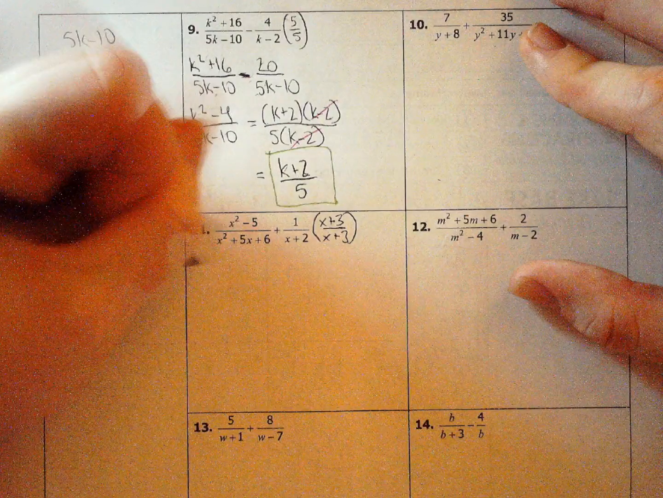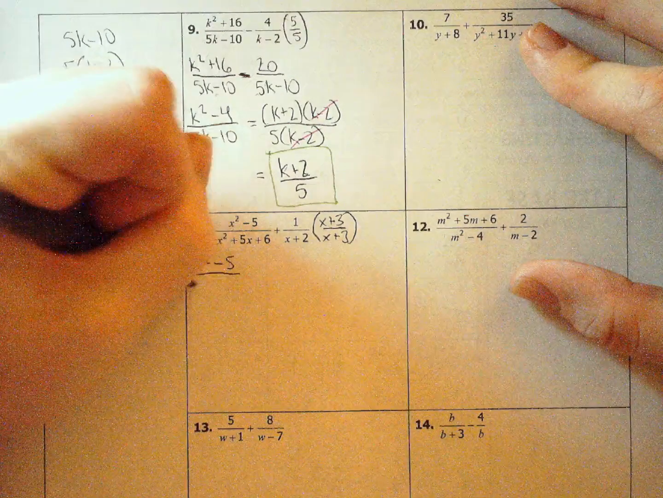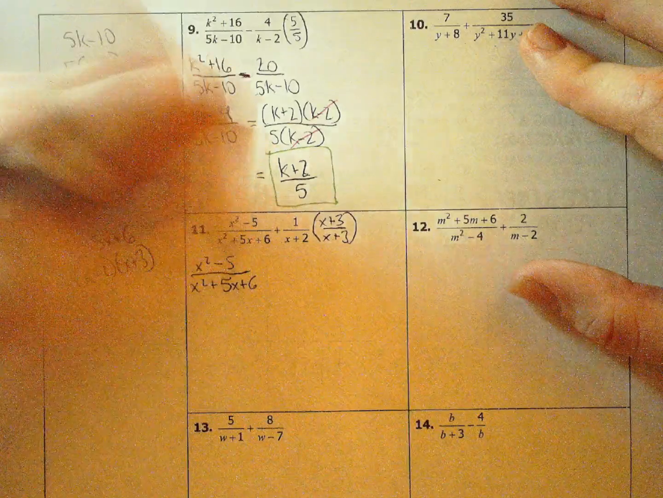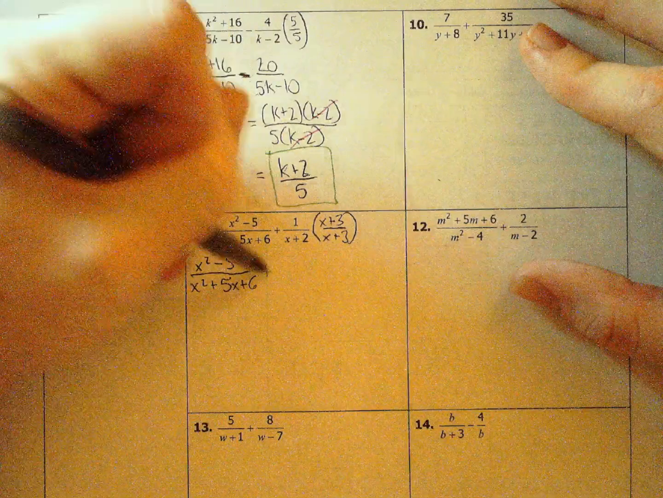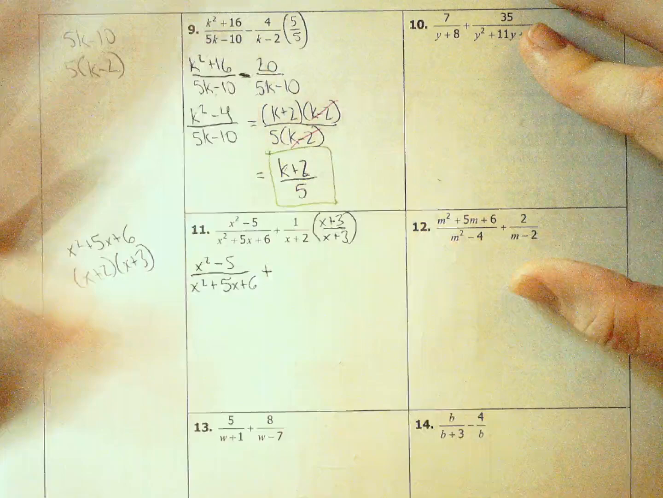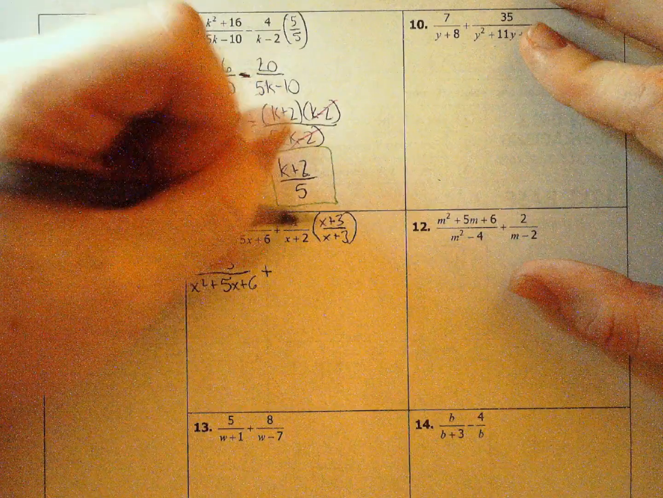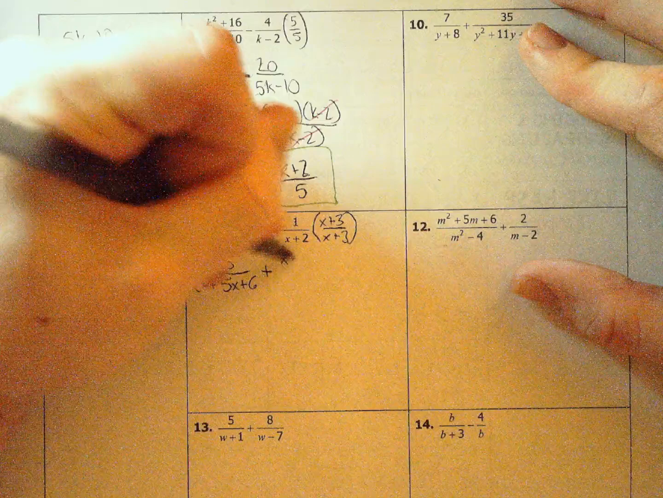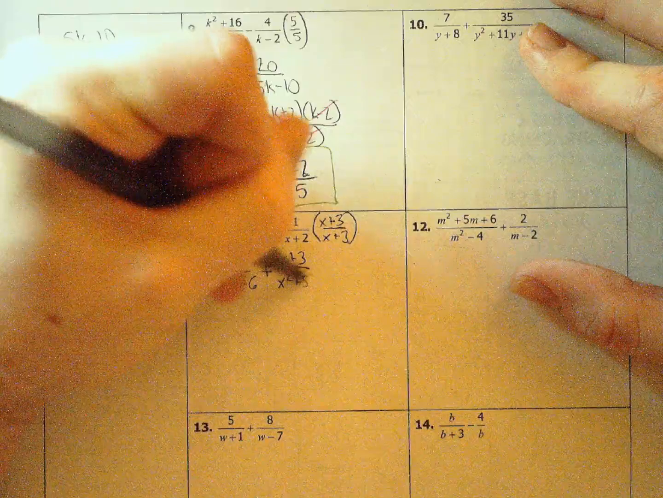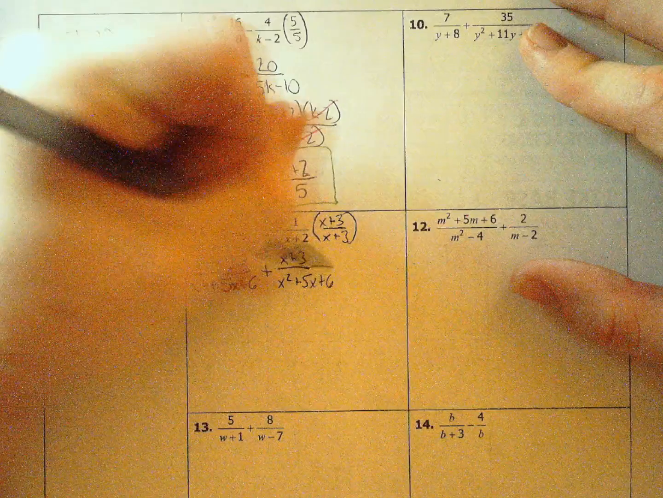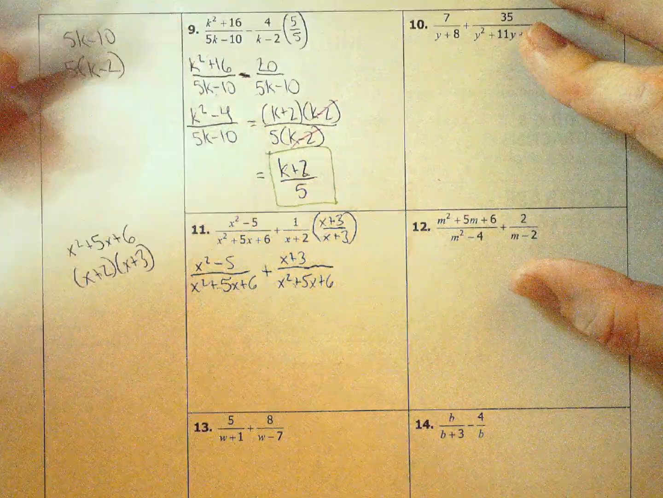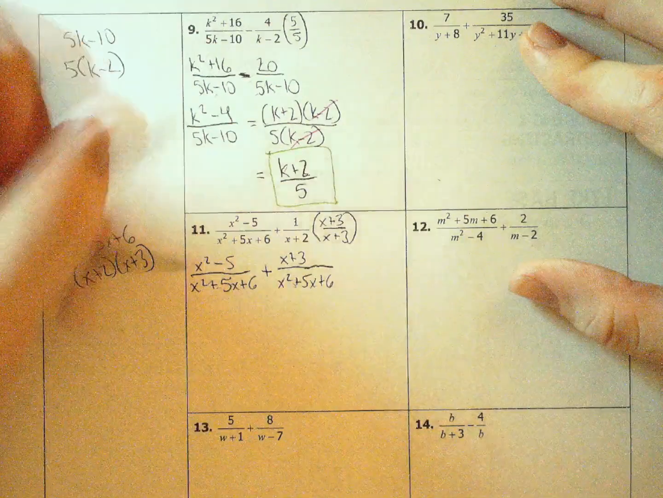And so now what do I have? X squared minus 5 over x squared plus 5x plus 6 plus, and I should have written this as x plus 2, x plus 3 really, but it's okay, I'll get to that in the next step. 1 times x plus 3 is just x plus 3 over, and for now I'm going to write this as x squared plus 5x plus 6 just to make it clear that these are the same denominator, but again I'll factor it to x plus 2, x plus 3 in a second.